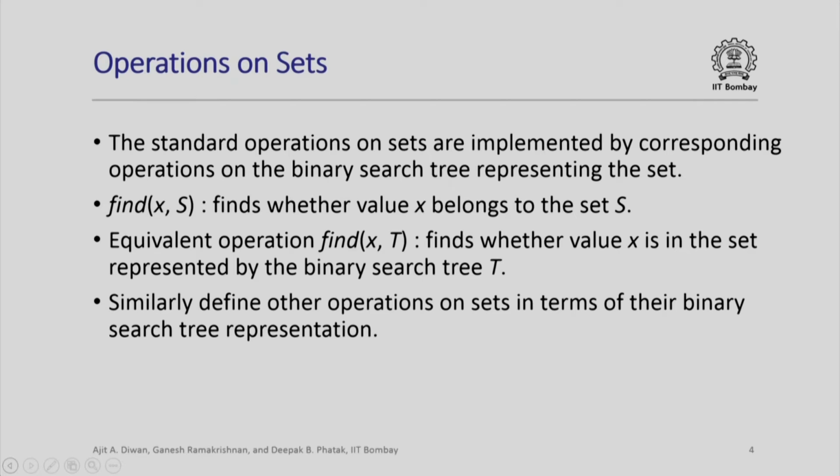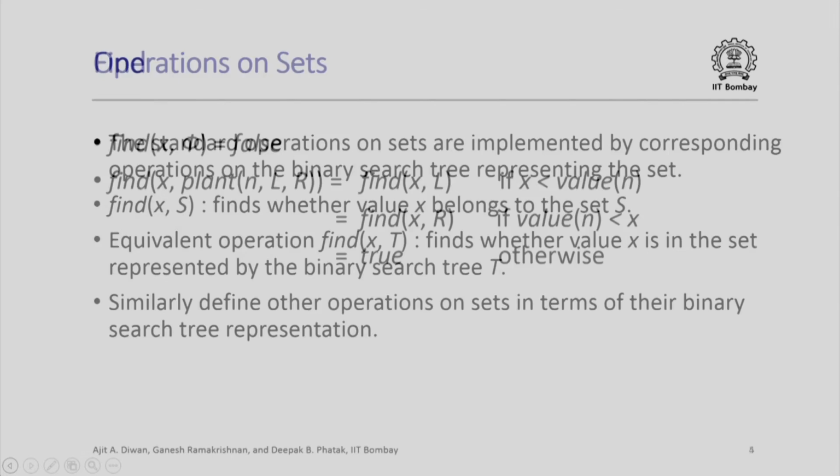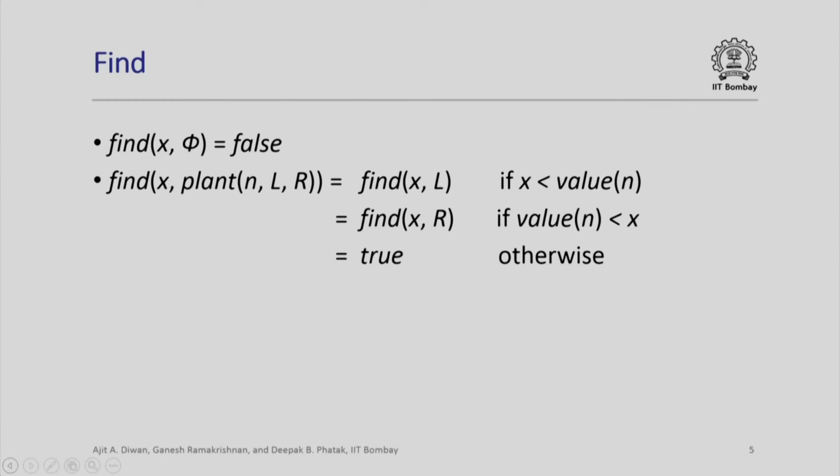So, sets are represented by binary search trees, and operations on the sets are defined as operations on the binary search trees. So, how would find be defined? Find of x comma phi will always be false. Phi will represent the empty set, it does not contain any values. So, find of x comma phi will be false.